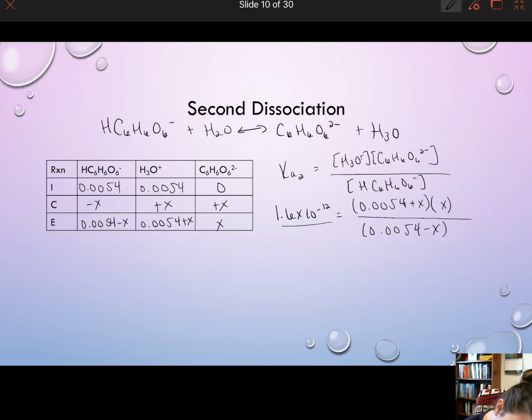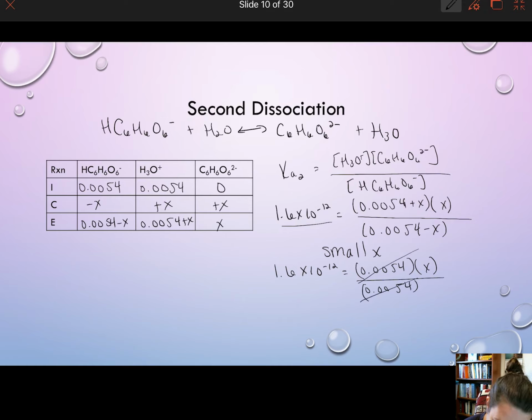Because of how small this value is, we can use small x, and we get 1.6 times 10 to the negative 12 is equal to 0.0054 times x divided by 0.0054. And our x will be all that's left on the right side once we cancel 0.0054. So we get an x value of 1.6 times 10 to the negative 12.